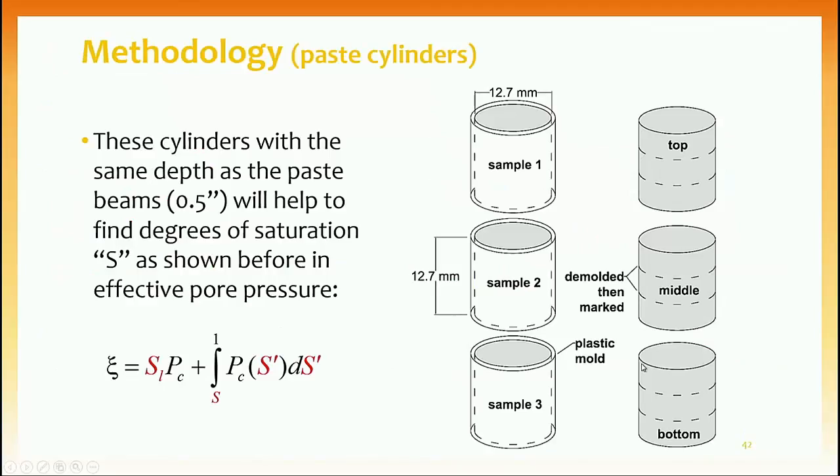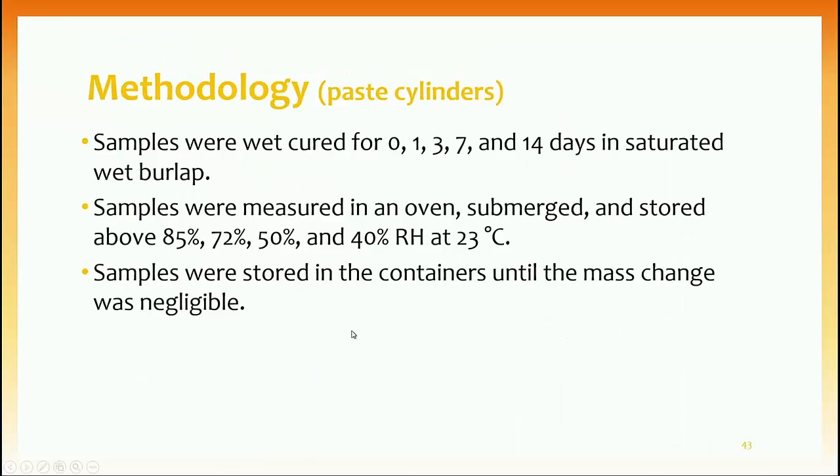So to better understand the mechanism behind this phenomenon, we designed another test to understand more about the degree of saturation. So we made these very tiny paste cylinders, which were about half-inch thick and half-inch diameter. And after using different durations of wet curing under the top, we demolded them, we sectioned them from the top, middle, and the bottom, and we put them in containers with 4 different storage relative humidities, which were monitored using 4 different salt solutions. More details are found in the paper.